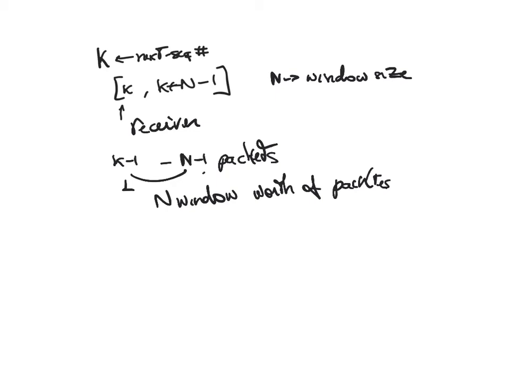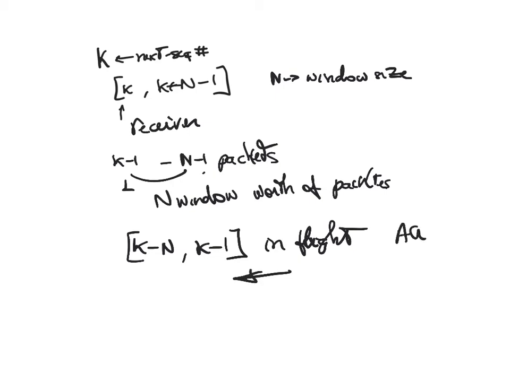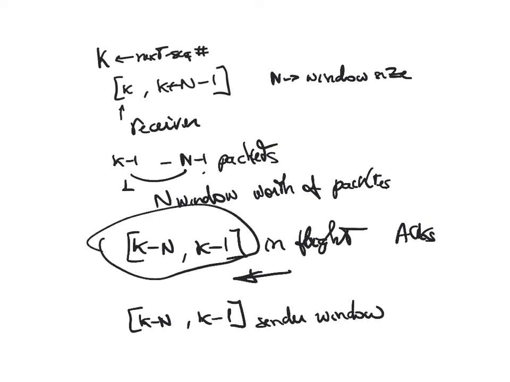So now I know that these packets, though I have sent the acknowledgments, I'm not sure whether they were received or not. So those acknowledgments may be in flight, k minus n up to k minus 1. So these are my ACKs heading back to the sender. If these ACKs have not been received by the sender, then where would the sender window be? So the sender window would then be k minus n up to k minus 1, right here. So this would be the sender window, if none of these acknowledgments right here at the top made it back.